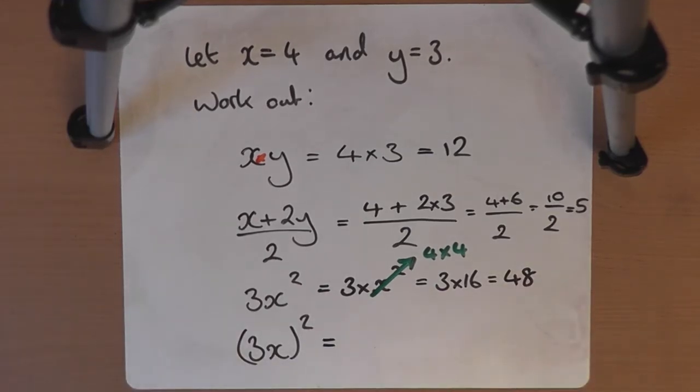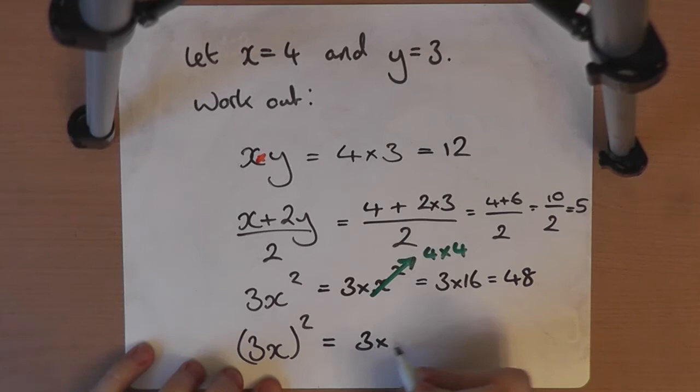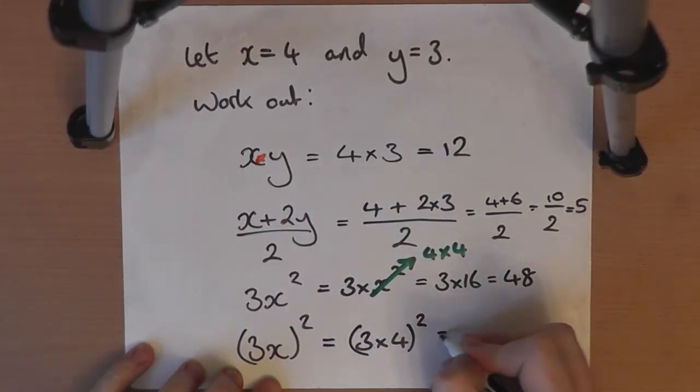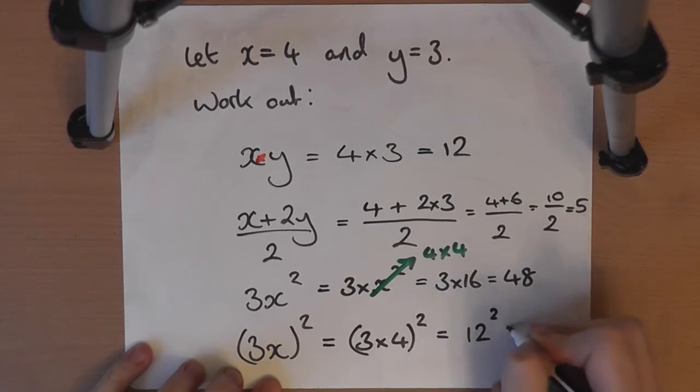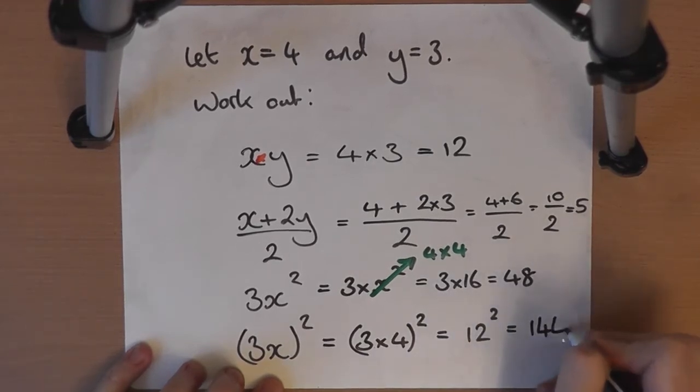And then this last one finally. Following our BODMAS, we'd do what's in the brackets first. So inside the brackets we'd have 3 times the x, which is 3 times 4. And then we'd be squaring all of that. 3 times 4 in the brackets is 12. We're squaring that. 12 times 12, 144.